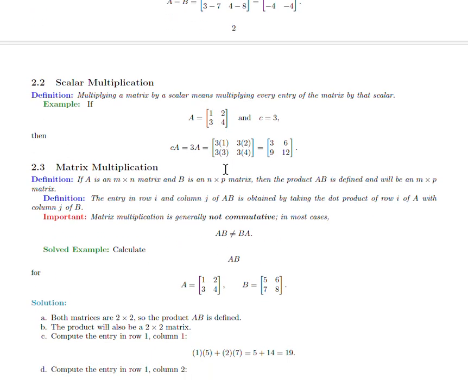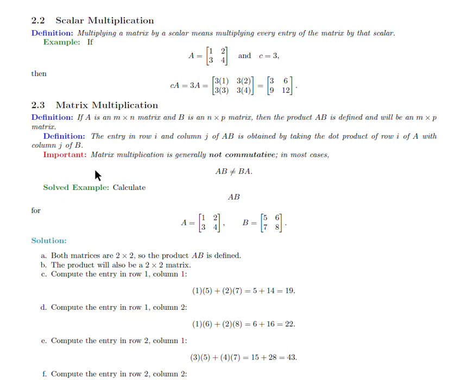Scalar multiplication. Multiplying a matrix by a scalar means multiplying every entry of the matrix by that scalar. Simple and straightforward. If I have a matrix A with entries 1 2 3 4 and a scalar C equals 3, for instance, C multiplied by our matrix A simply means I'm multiplying matrix A by 3, and it means we're multiplying each of the elements inside matrix A by 3, like we can see. 3 times 1, 3 times 2, 3 times 3, 3 times 4, that's 3, 6, 9, 12 at the end of the day as matrix CA.